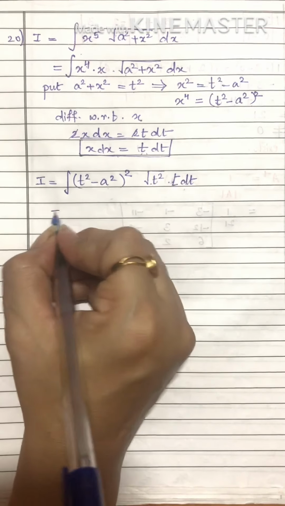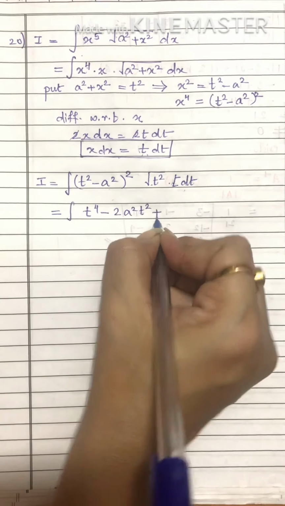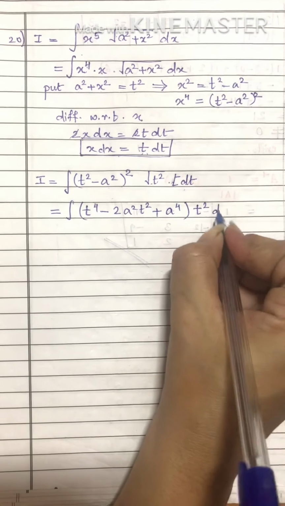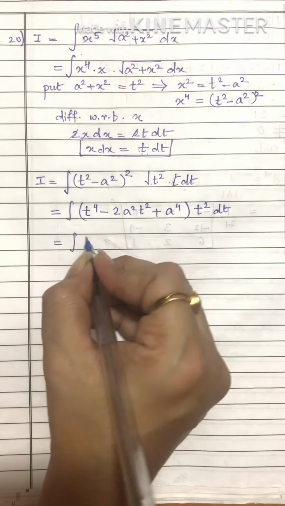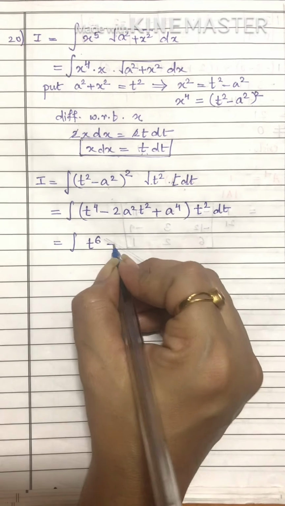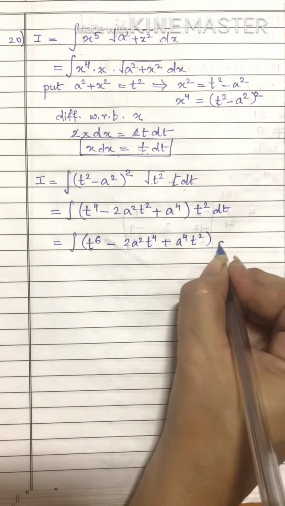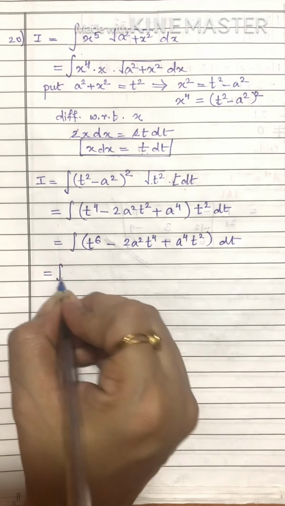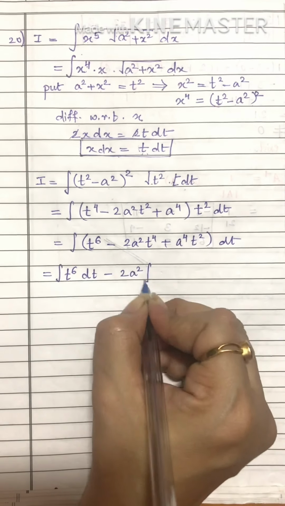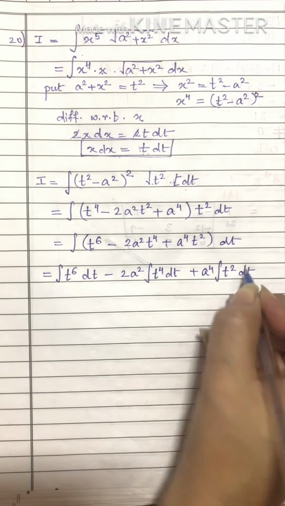Fine. Okay, so next what we get? t raised to 4 minus 2a square t square plus a raised to 4. I have just expanded this a minus b the whole square, and here we will get t square dt. Next, let's take this t square inside with each term. So t raised to 6 minus 2a square t raised to 4 plus a raised to 4 into t square dt. Now simple, we just need to integrate each term. We get integration t raised to 6 dt minus 2a square integration t raised to 4 dt plus a raised to 4 integration t raised to 2 dt.